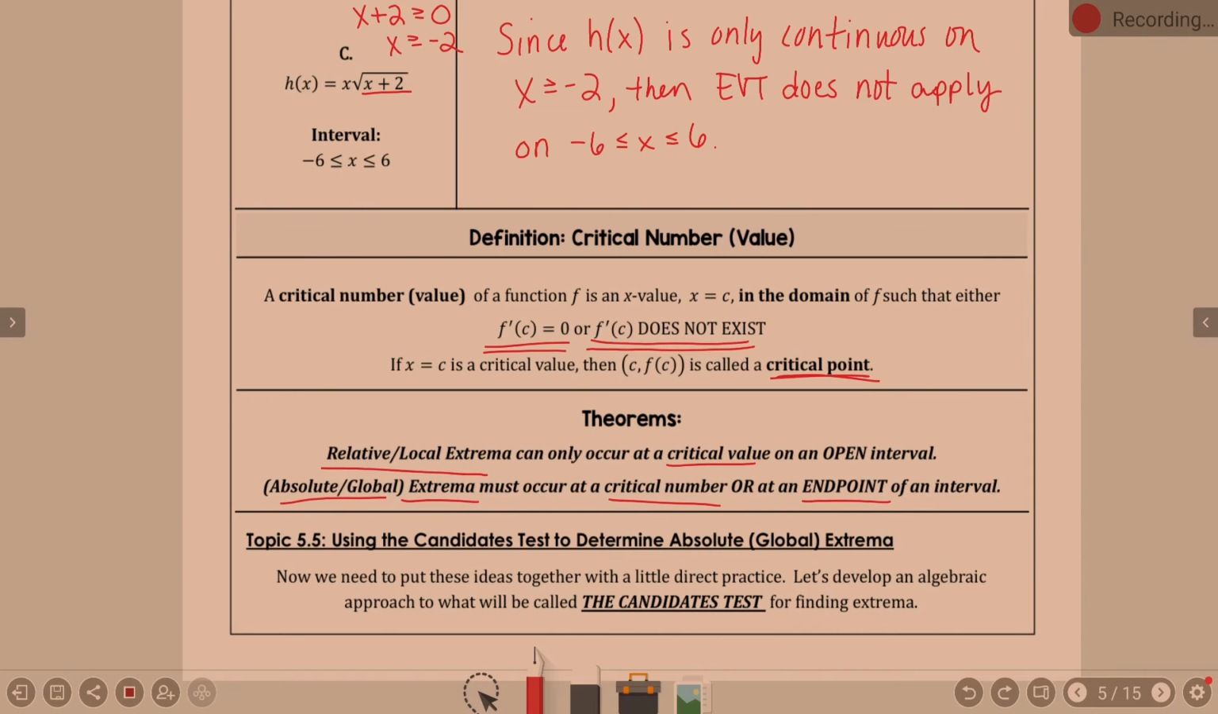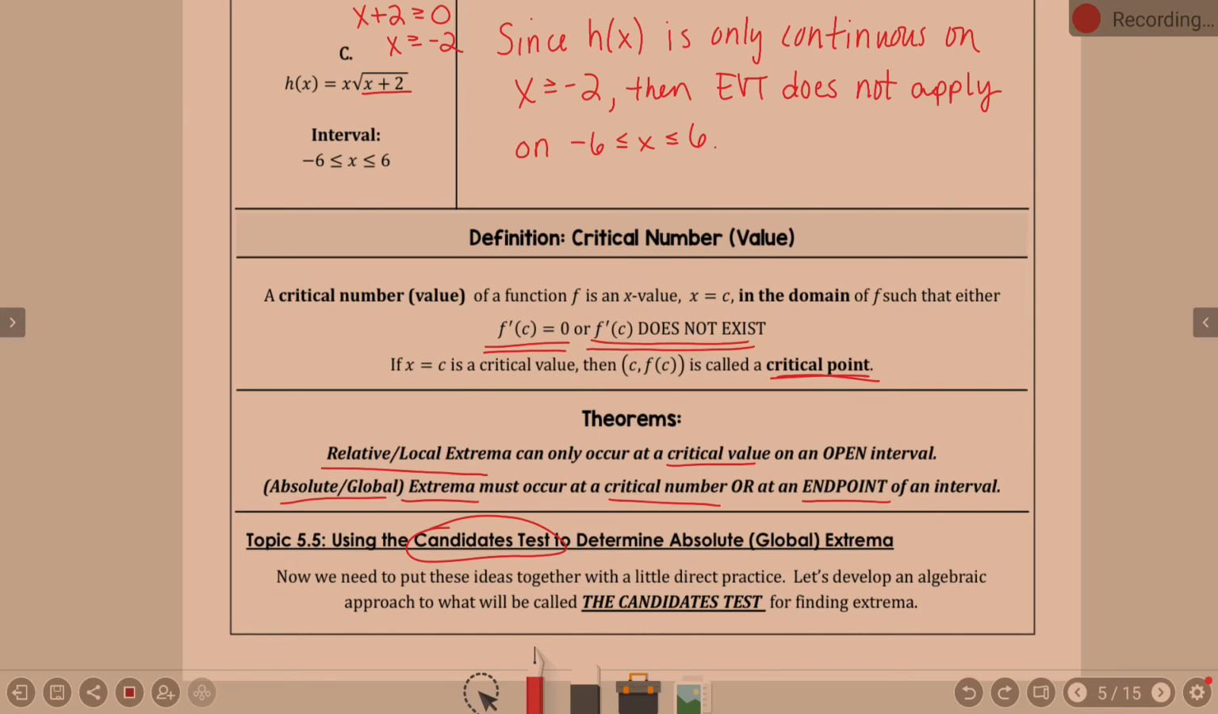Okay, we're going to use something called the candidates test. I'm trying to think what else I've seen it called, but kind of going back to the idea that you did in pre-calc and maybe even algebra 2 some, where we're going to look at a number line a little bit and test things. Although I guess I'm not really using a number line in what we're doing today. So we're going to put these ideas together. We're going to talk about the candidates test to figure out where our absolute mins and maxes are.